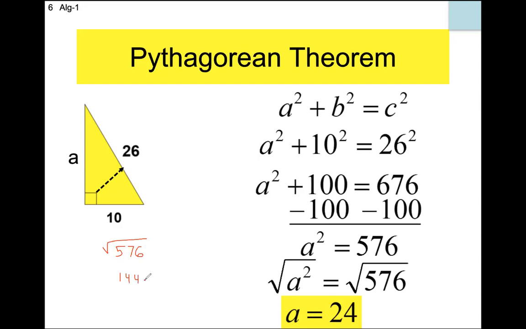So 144 times 4, Anna, this is one of your favorite ones, is 576. And Anna's learned that once you get this, you take the square root of both. The square root of 144 is 12. The square root of 4 is 2. And 2 times 12 is, in fact, 24.